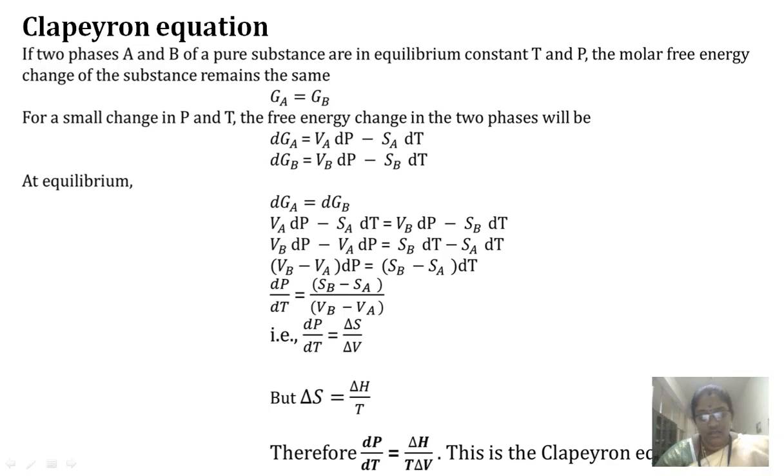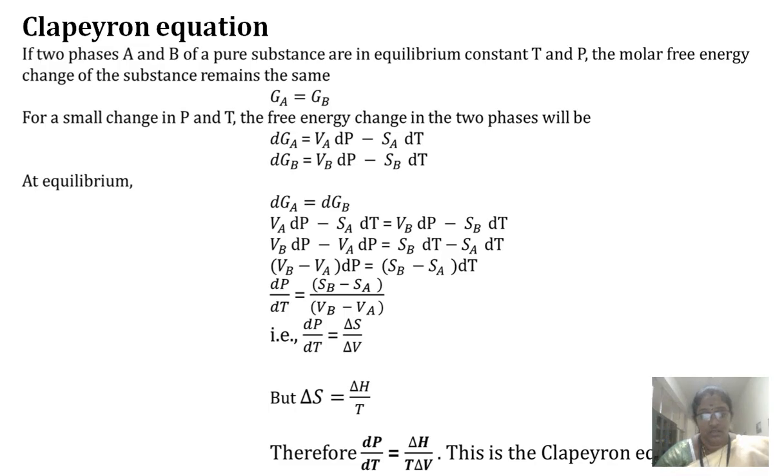If we bring same factors on same side, VB dP minus VA dP is equal to SB dT minus SA dT. Take volume factors in a square bracket: (VB minus VA) dP is equal to (SB minus SA) dT. Bring the differential factor on one side and others on another side: dP by dT is equal to SB minus SA divided by VB minus VA. The above one is change in entropy of substance A and B, and the below one is change in volume of substance A and B.